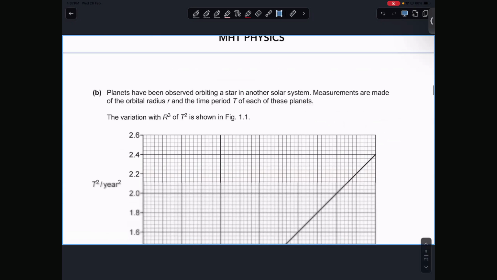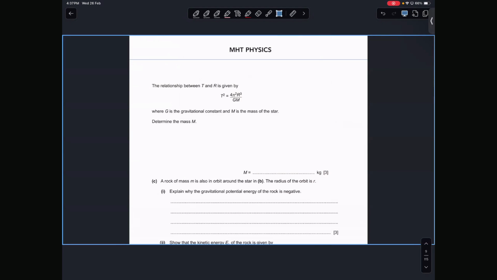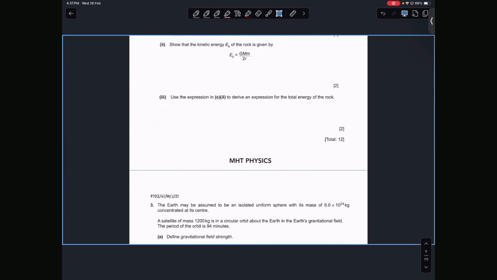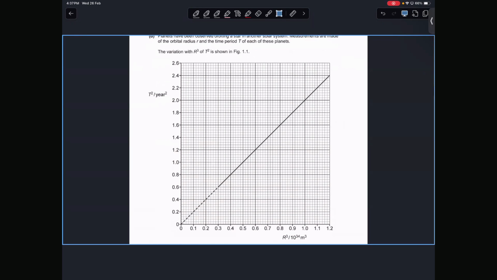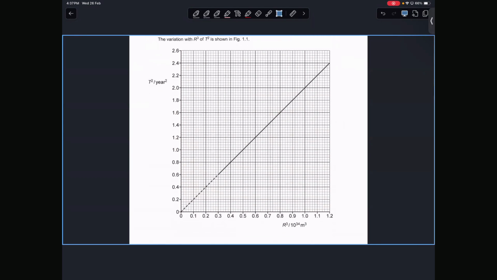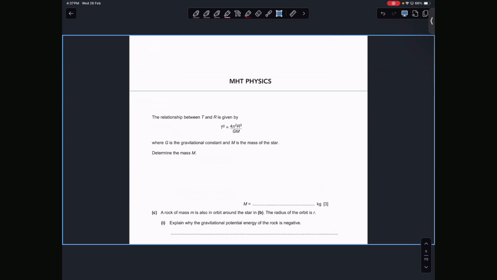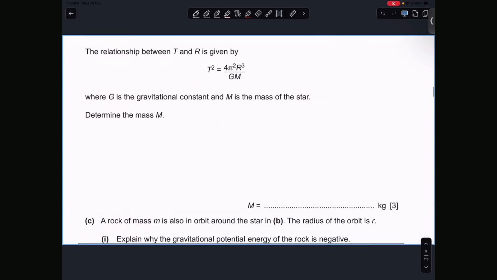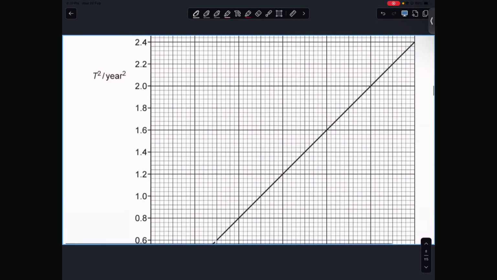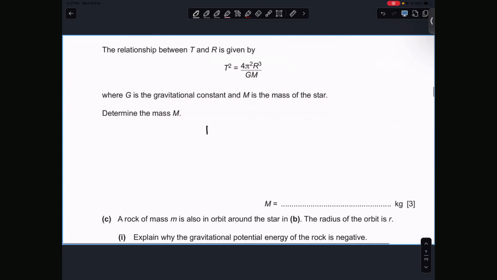Okay. Right. Again, a graph. Seems like it's the same type of question, right? The planets are observed orbiting a star in a solar system. Measurements are made of the orbital radius r and the time period T of each of the planets. The relationship is given here. Determine the mass. This will get 3 marks. So I'm going to first plot a graph of T squared versus r cubed. The gradient of the graph will give you 4 pi squared divided by GM.